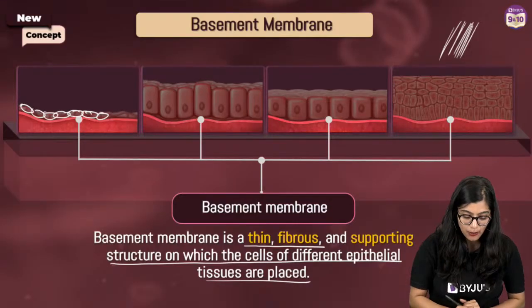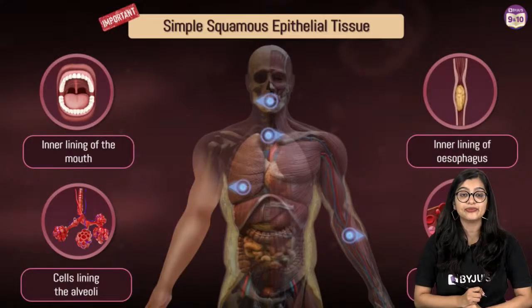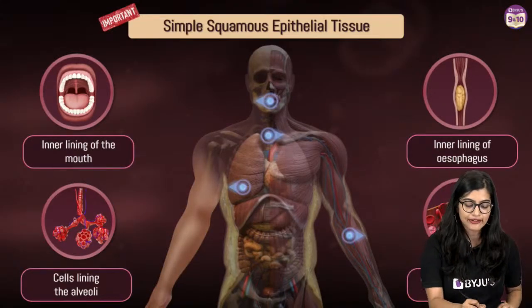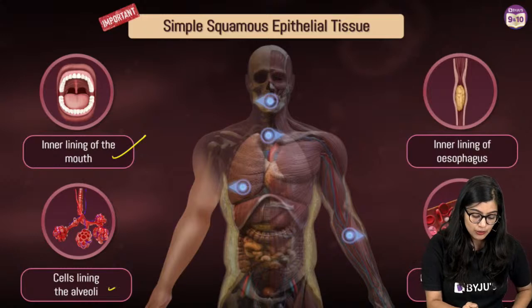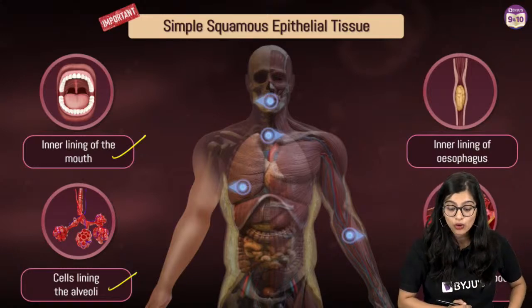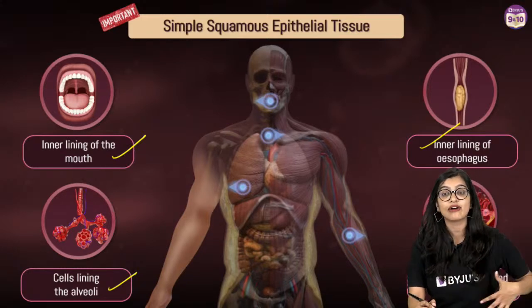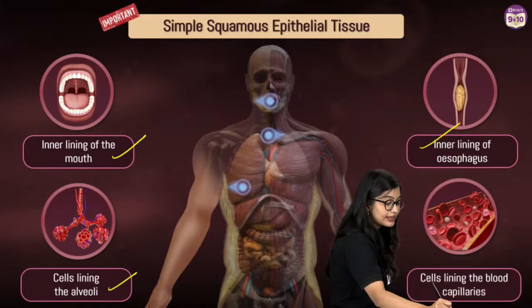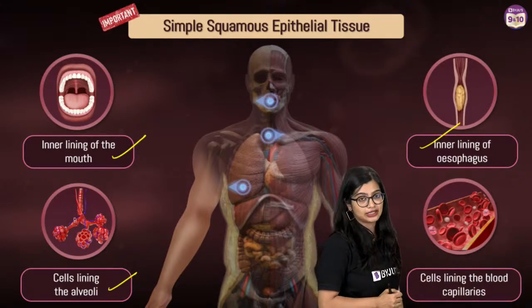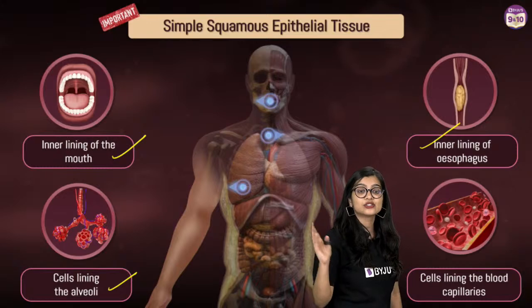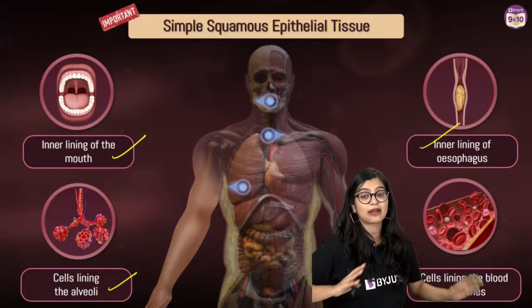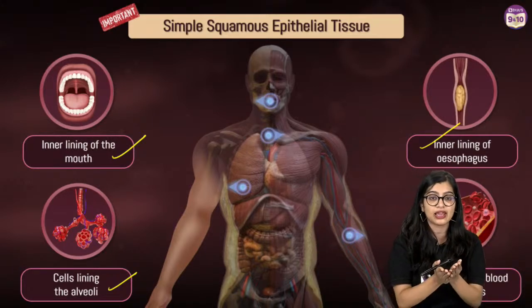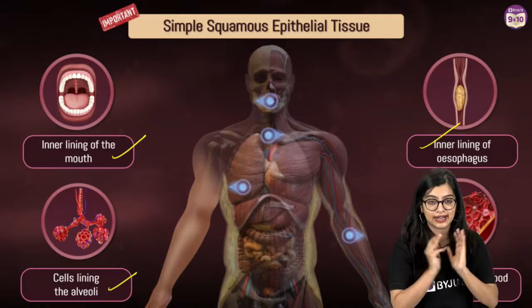Now when we talk about where we find squamous epithelium, we find it in different parts. We find it in the inner lining of our mouth, the inner lining of the alveoli, the inner lining of our esophagus, and the linings of the blood capillaries. Understand that it is not always the inner linings. It can be found on the outside of something, or on the inside of something.